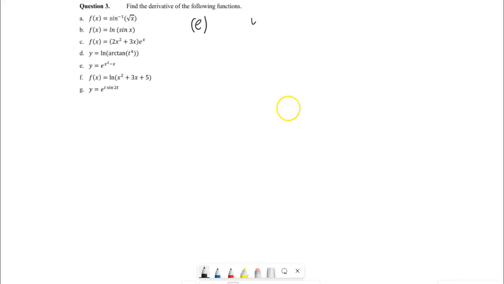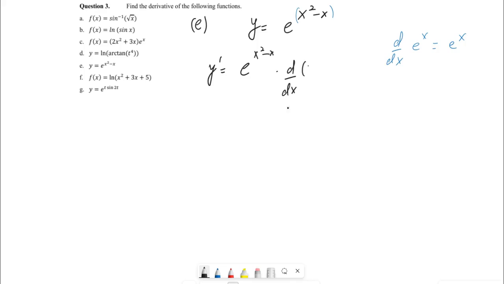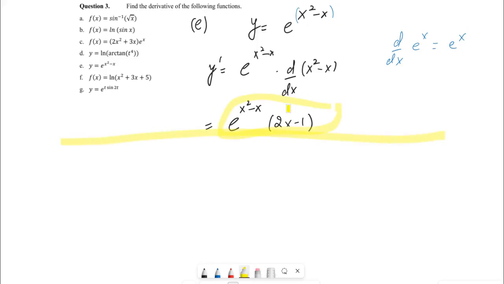Let's work on part E. y is e to the power x squared minus x. We know the formula: the derivative of e to the power x is just e to the power x. But here in the exponent, we have x squared minus x. So when we find the derivative, it will be e to the power x squared minus x, but we need to differentiate the exponent using the chain rule. e to the power x squared minus x times the derivative of this, which is 2x minus 1, and that is your answer to the derivative of part E.